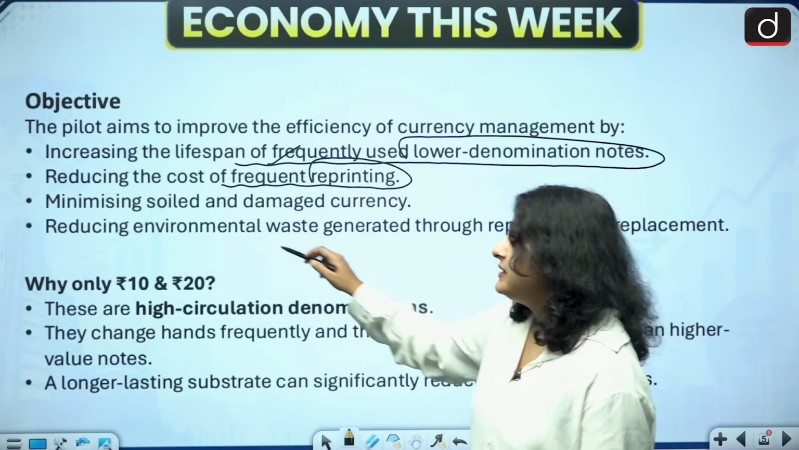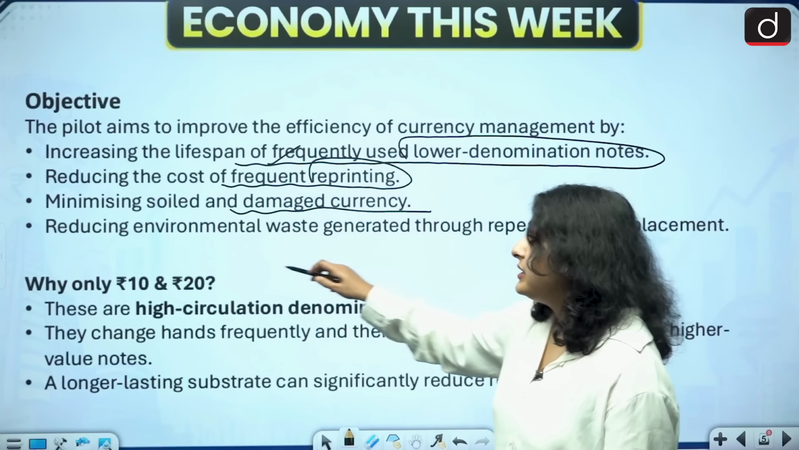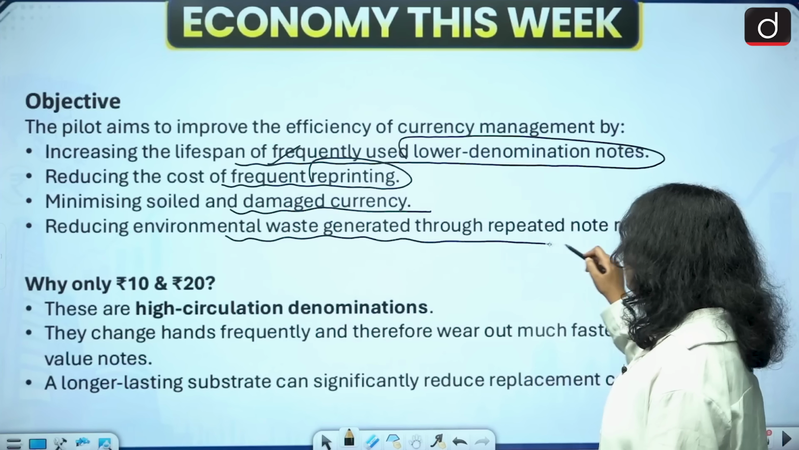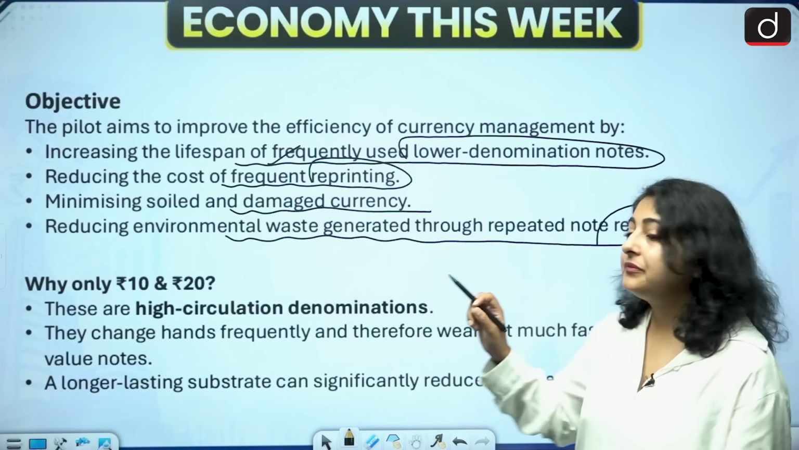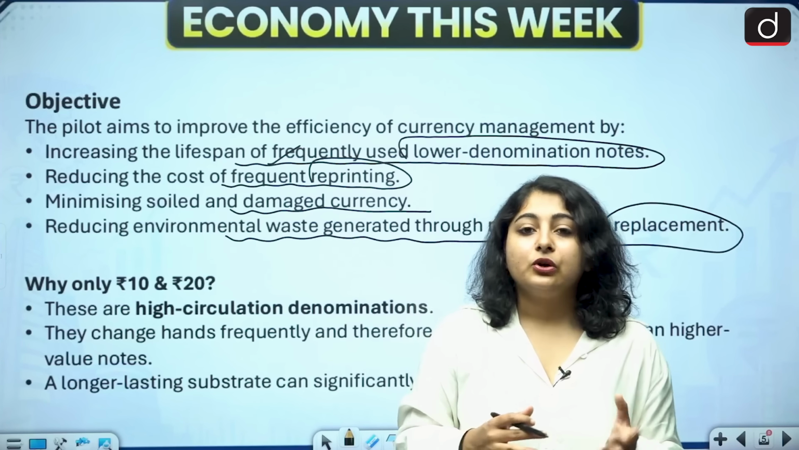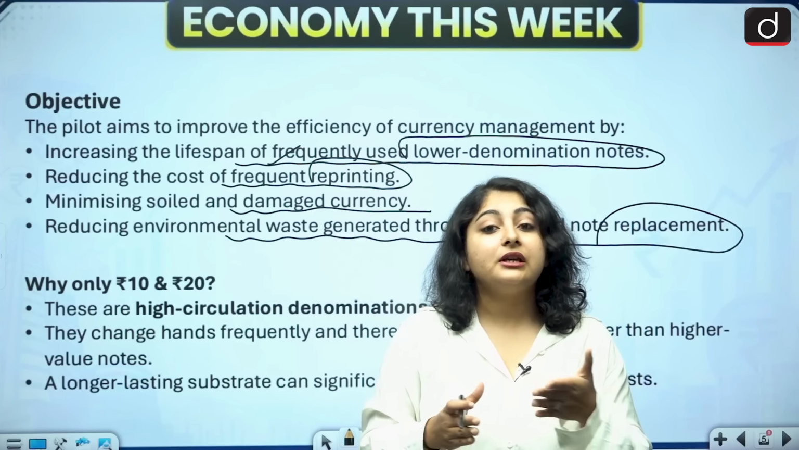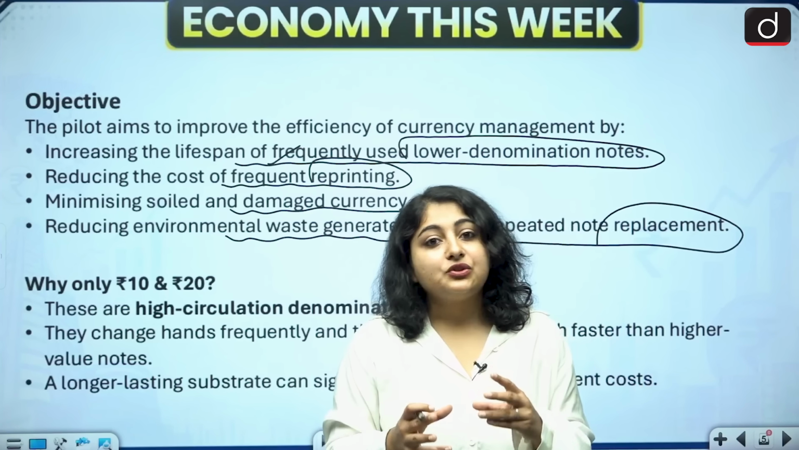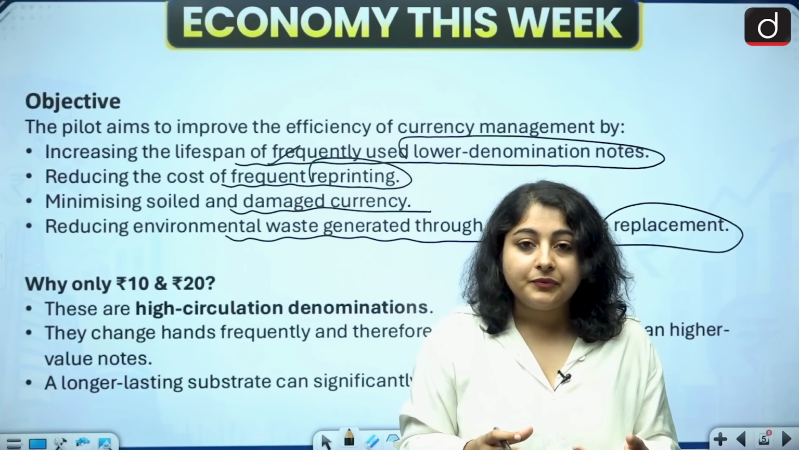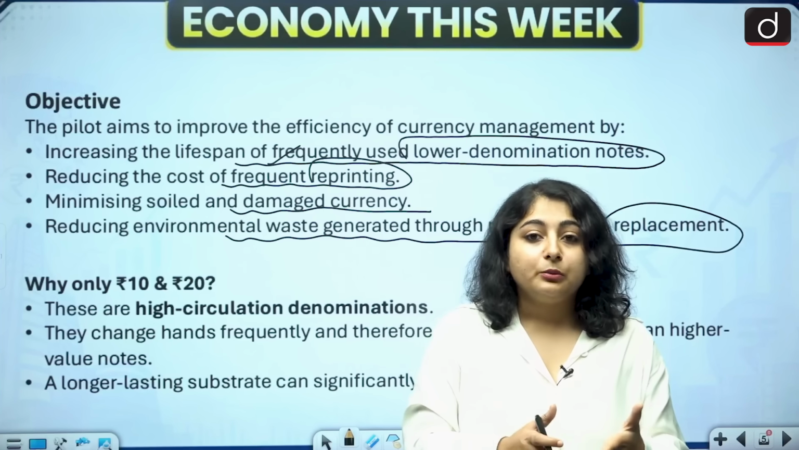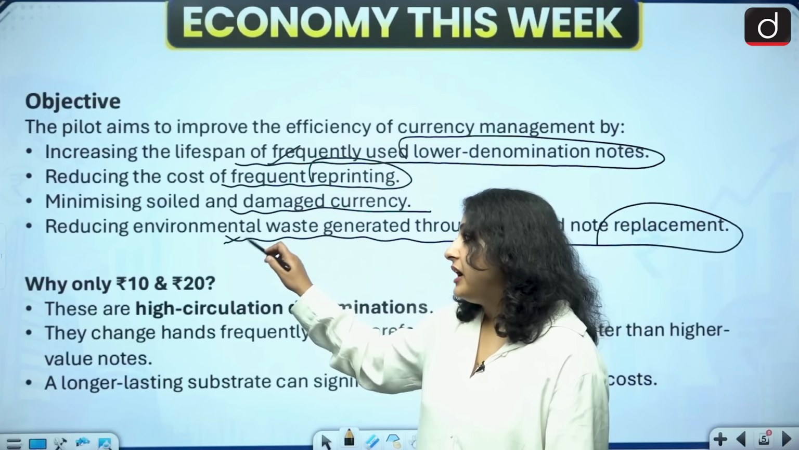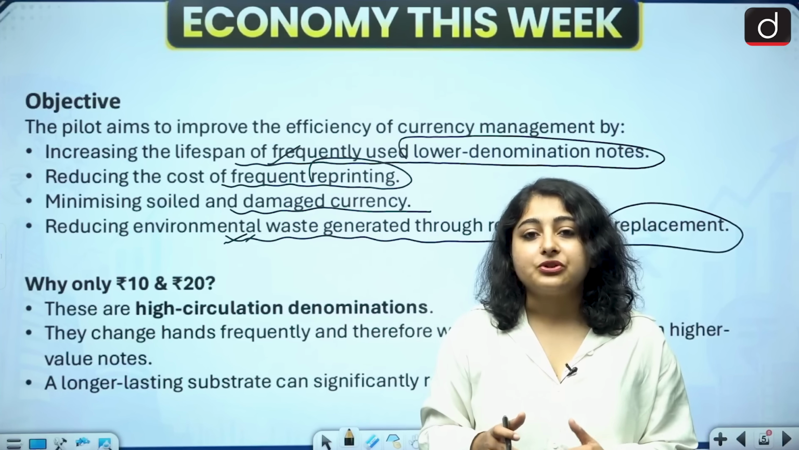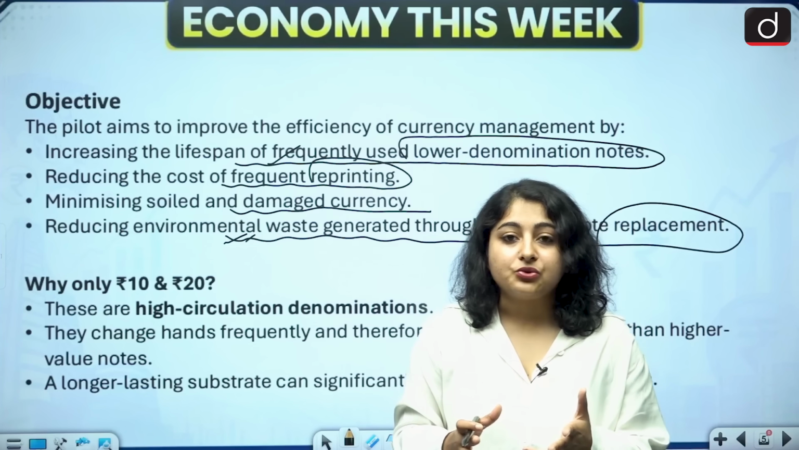Minimizing soiled and damaged currency, and reducing the environmental wastage generated through repeated note replacement. When we print paper notes, a lot of paper is used, a lot of ink is used, a lot of electricity is also used in the printing process, and these notes get damaged very easily. If we are using polymer notes, then it will also reduce the environmental wastage because paper is not being used, right? Plastic is being used.